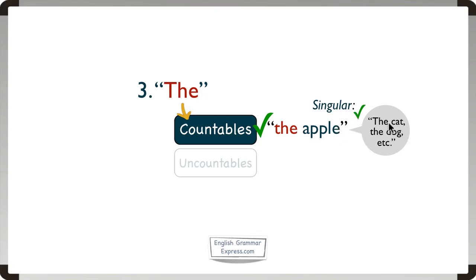Can we put these nouns into the plural? For example, the apples. And the answer is, again, yes, we can. The for countables is fine for plurals as well. Other examples are the cats, plural, the dogs, and so on.